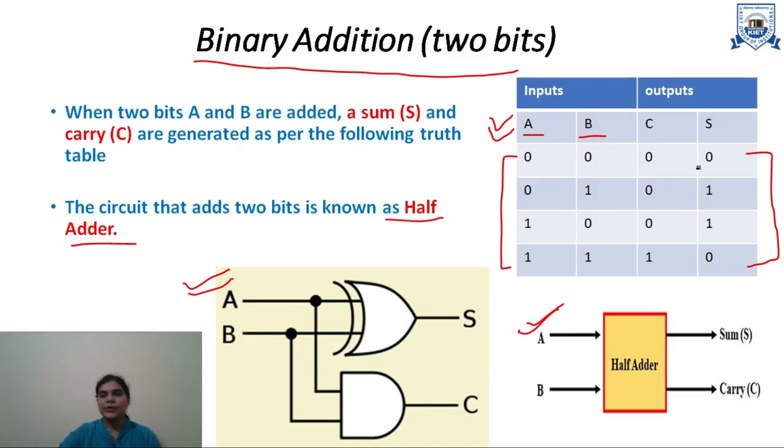0,0 will produce sum 0 and carry 0. Addition of 0,1 will produce sum 1, carry 0. Addition of 1,0 will produce sum 1, carry 0. And addition of 1,1 will produce sum 0, carry 1.